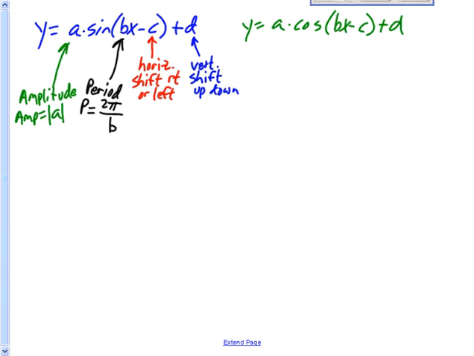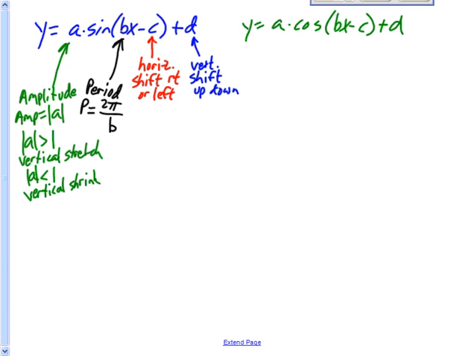Now, if the absolute value of A is greater than 1, you're going to notice a vertical stretch. I could have guessed that based on past functions. And if that absolute value is less than 1, of course, you're going to have a vertical shrink. Okay, vertical shrink there.